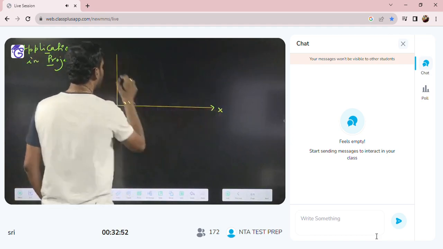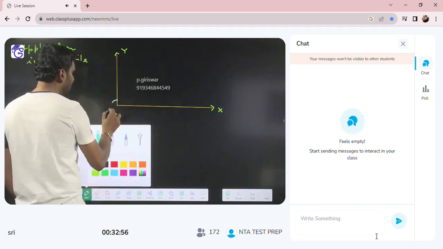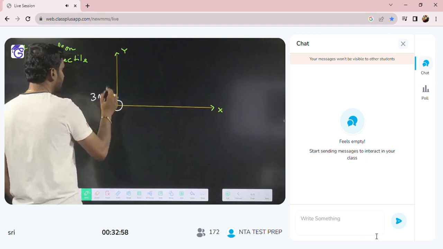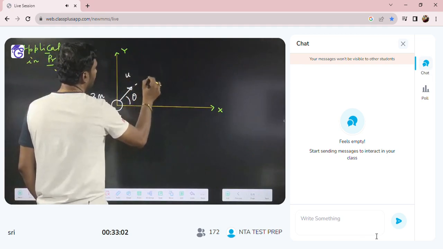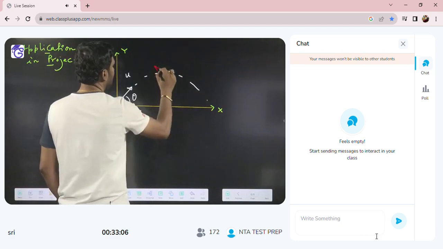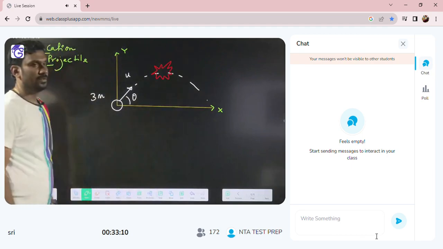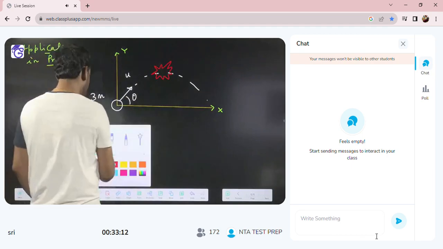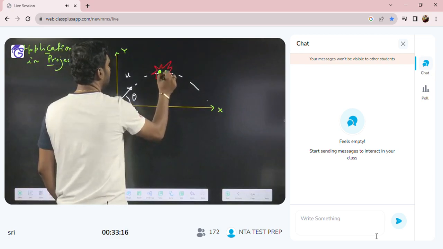So this is x-axis, this is y-axis. Let us consider here is one body, the mass is 3m. It is given a velocity u at an angle theta and it is going as a projectile. What happens? At the maximum height, suddenly there is an explosion. When there is an explosion, it gets fragmented into two parts.